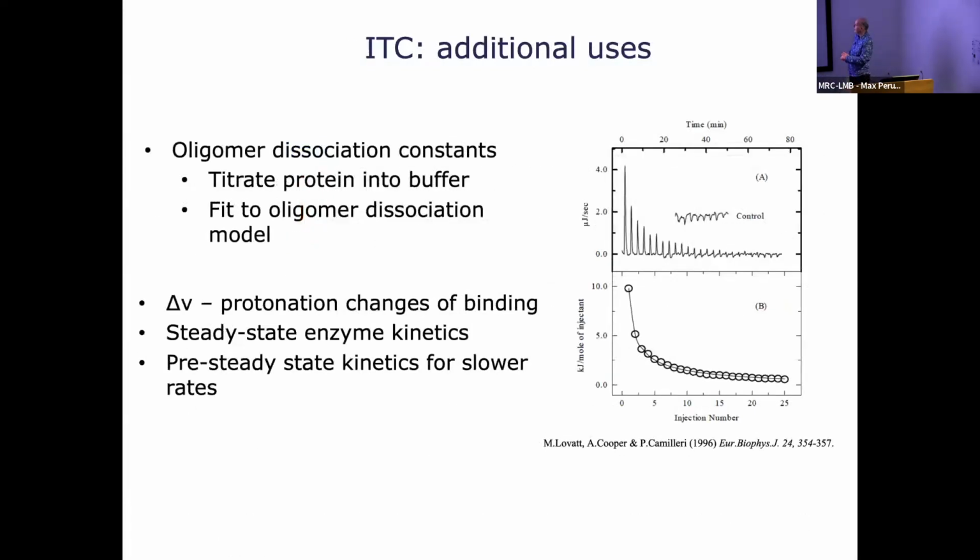Okay, additional uses you can do. Well, you can measure oligomerization. So your protein is an oligomer at high concentration, injected into buffer, and you can actually follow that process as well. And then we'll look at some other examples like protonation changes, steady state kinetics, and pre-steady state kinetics.